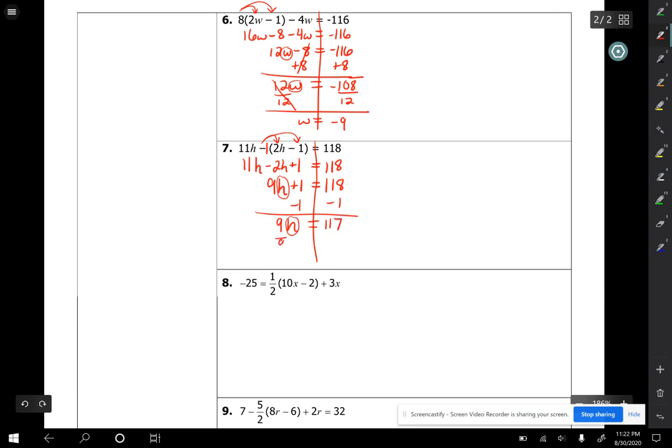One more step to solve for h. Got to divide by 9 on both sides. H equals 117 divided by 9 is 13.